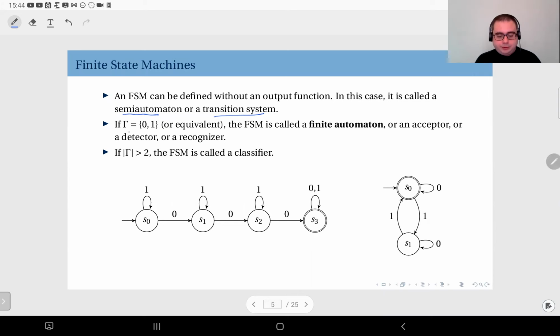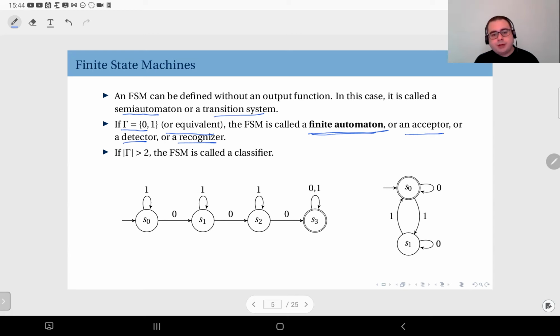In this case, if the set of symbols consists of zero or one or equivalent, it doesn't have to be zero or one. You can use any binary symbolism to represent this set. We call this a finite automaton. Now this is the single word, the automaton. The plural is automata, so you usually hear finite automata. Or sometimes we call this an acceptor, or a detector, or a recognizer.